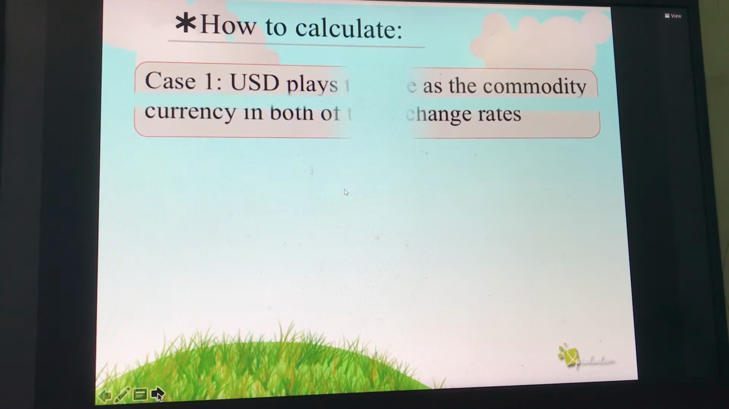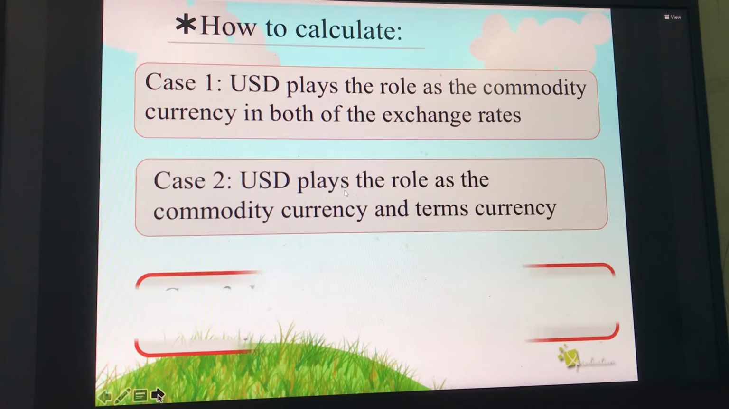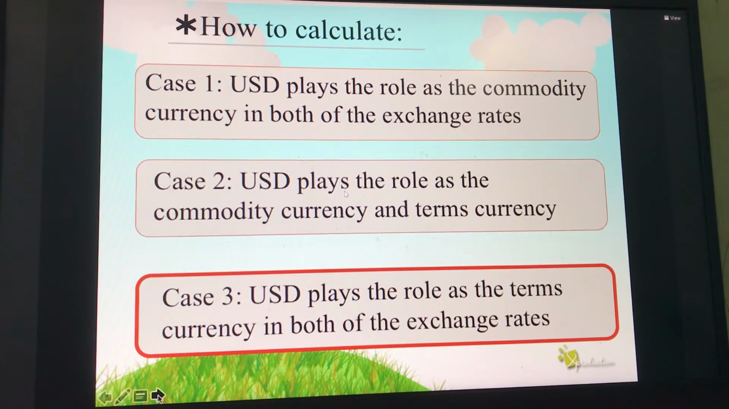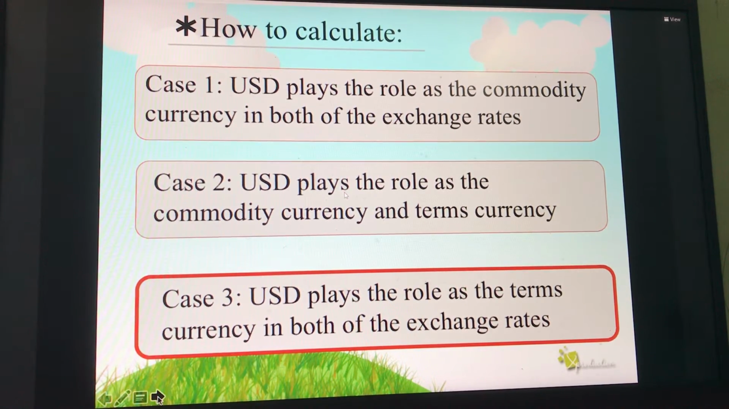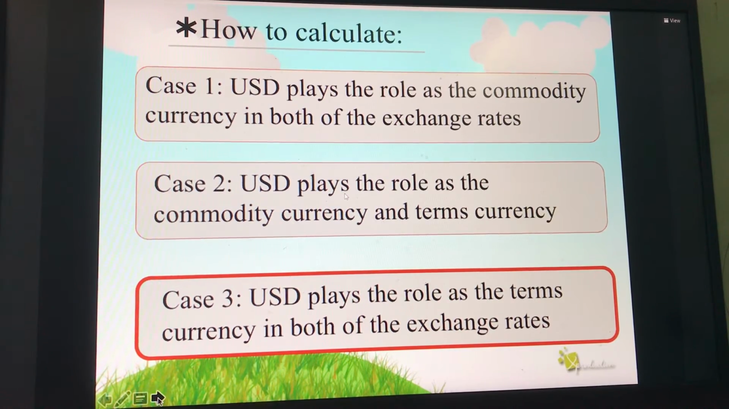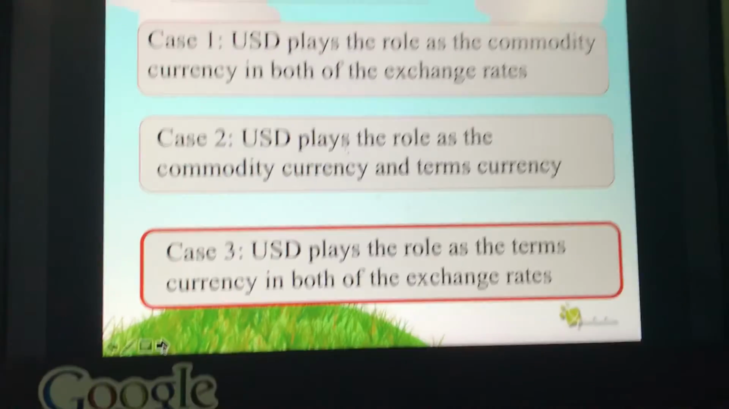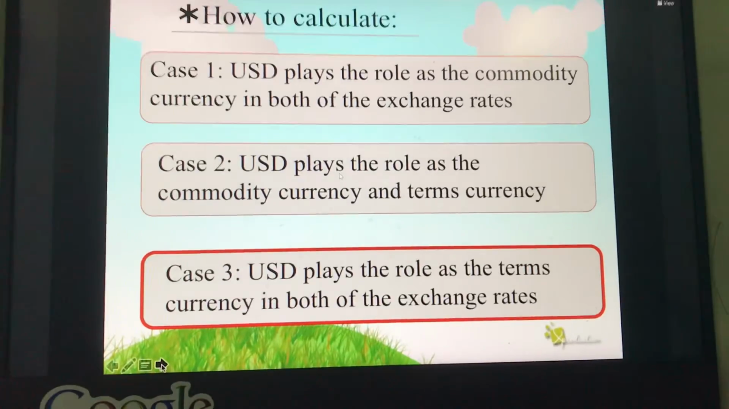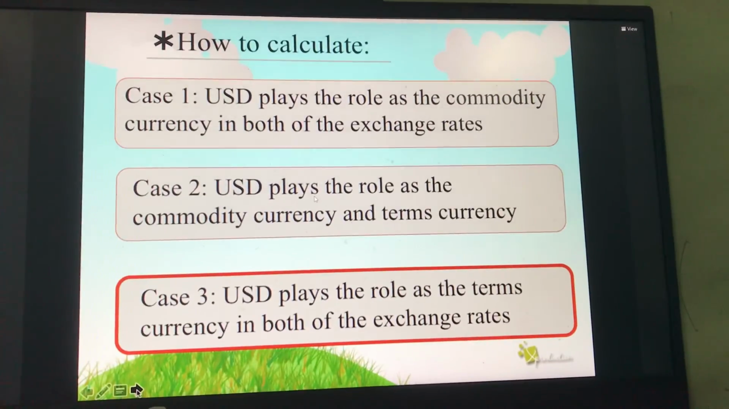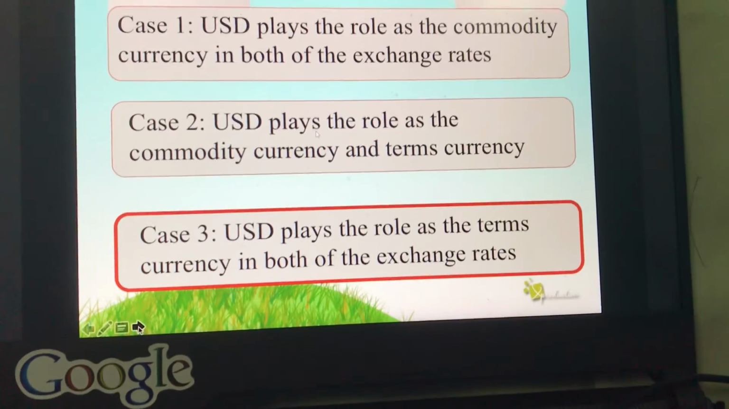So we need three cases of gross rate. In case one, USD plays the role of commodity currency in both of the exchange rates. In case two, USD plays the role of commodity currency in one exchange rate, but the term currency in another. In the third case, USD plays the role of term currency in both of the exchange rates.